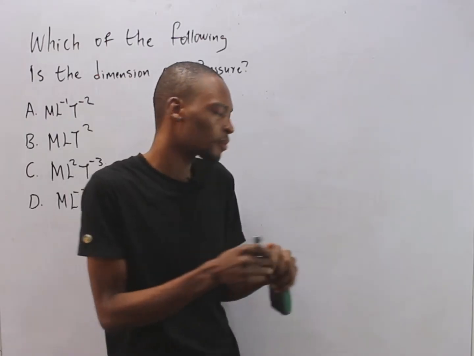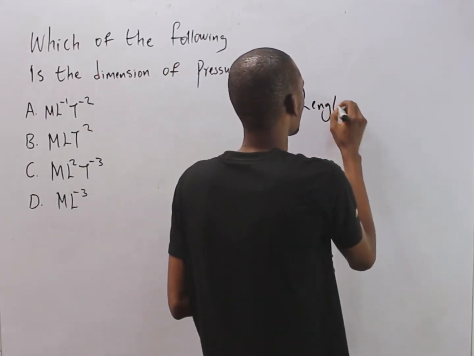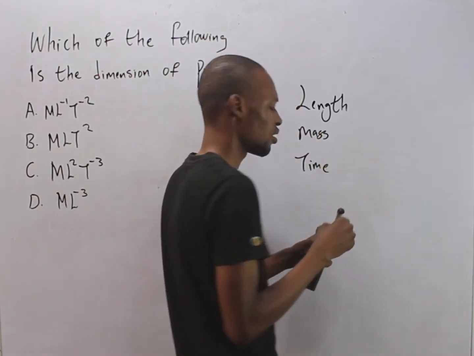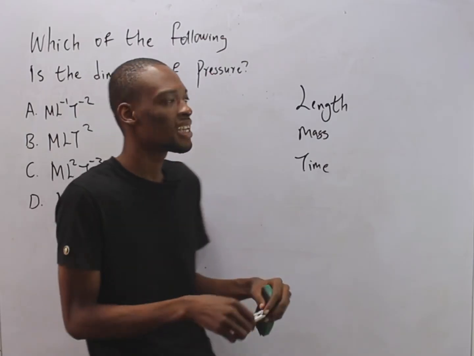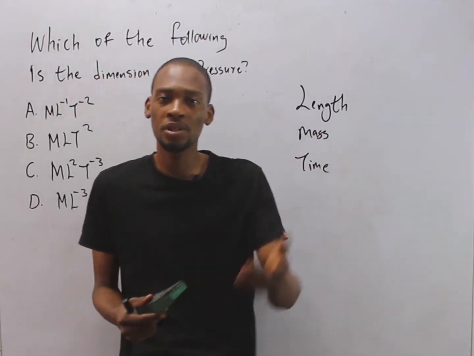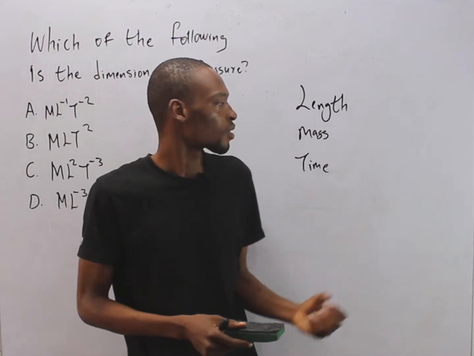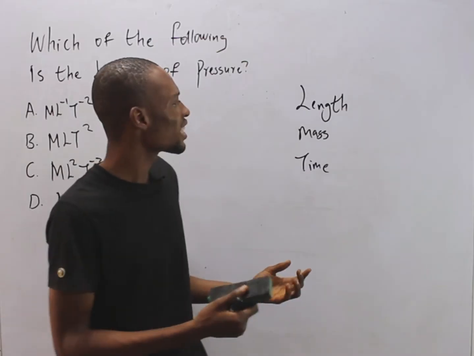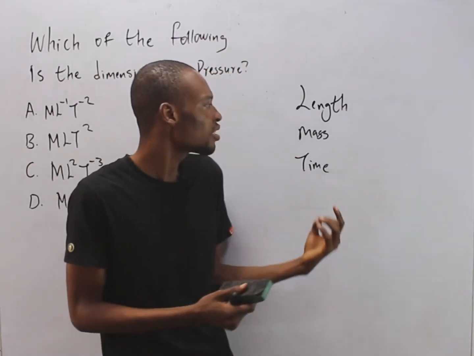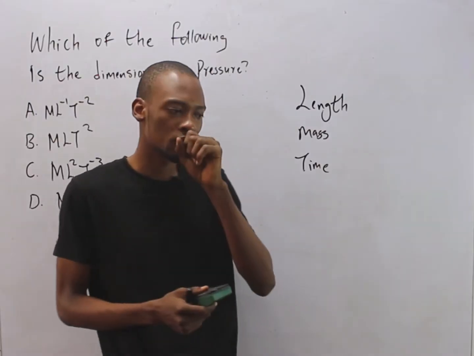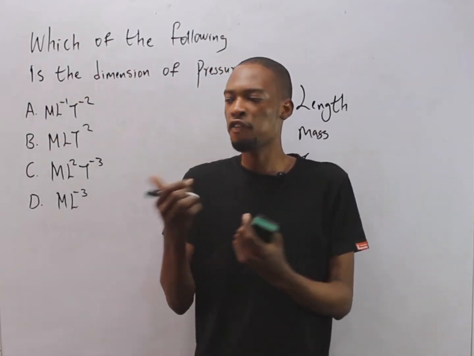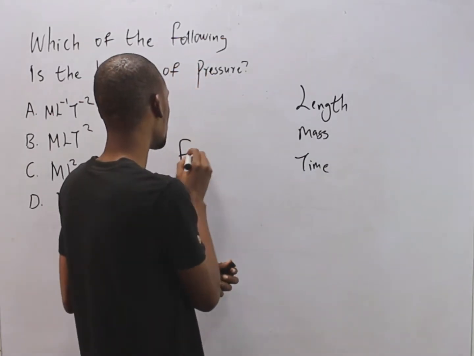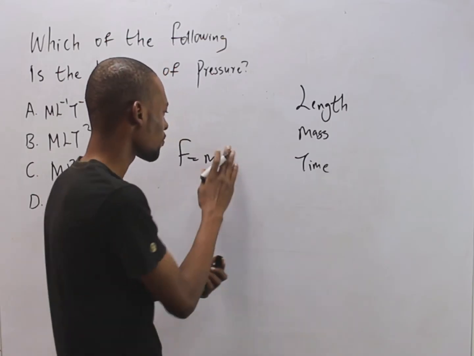And the top three are length, mass, and time. We have other fundamental quantities like amount of substance and temperature. Derived quantities get their units from fundamental quantities. For example, force is a derived quantity. And what is force? Force is simply mass times acceleration.